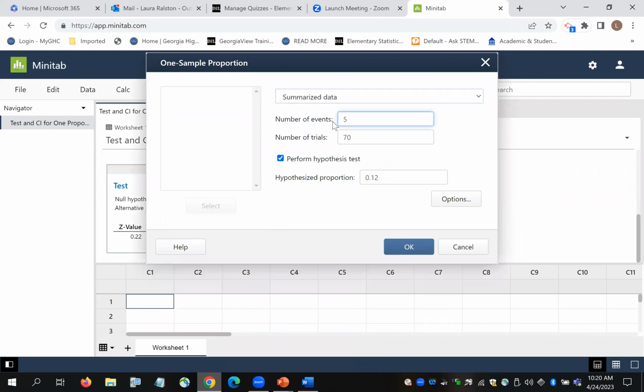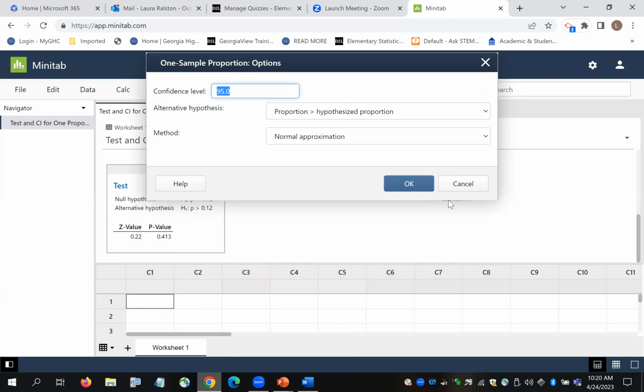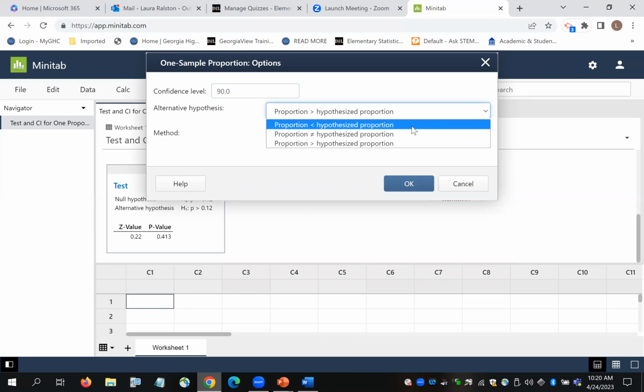We had 5,200 employees say they were unhappy in their job out of a total of 22,000 employees. We want to perform a hypothesis test, and our hypothesis was 85% were unhappy in their jobs. Options, it is a 90% confidence this time. We were trying to say it's less than 85%. That's the alternative hypothesis. And we always use a normal approximation.